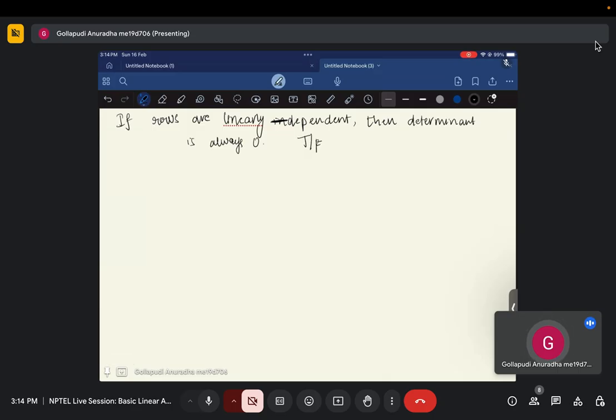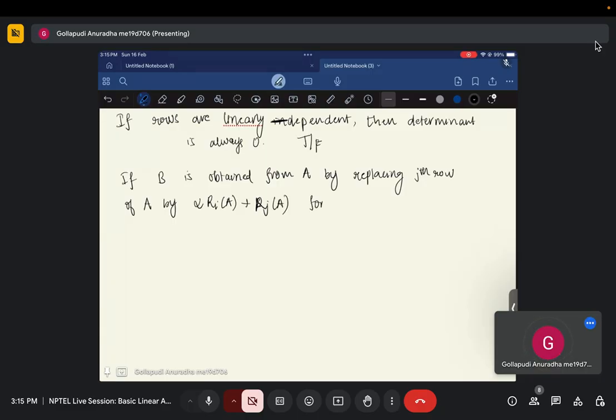Answer one more question. If B is obtained from A by replacing the jth row of A by alpha into Ri of A plus Rj of A, for some i which is not equal to j, and alpha is some real value, then determinant of B equals determinant of A. So is this a true or false statement?